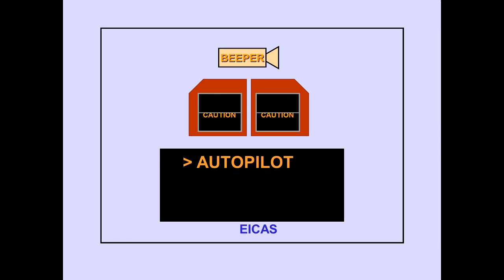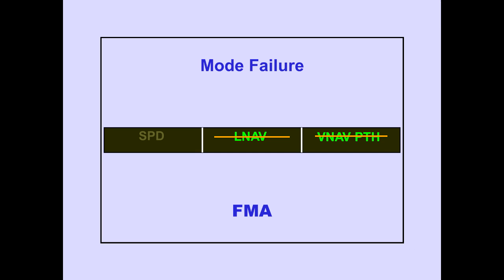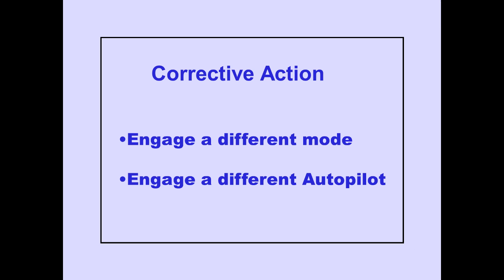The ICAS caution message, Autopilot, indicates the autopilot is still engaged and flying the airplane, but with degraded accuracy due to an autopilot or mode failure. AFDS mode failures are displayed on the flight mode annunciation with amber lines through the failed modes. The corrective action is to engage a different mode or engage a different autopilot.